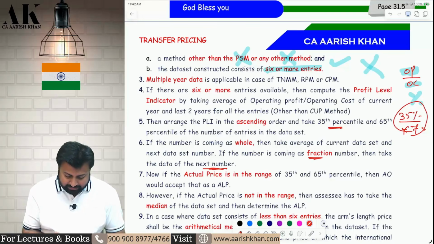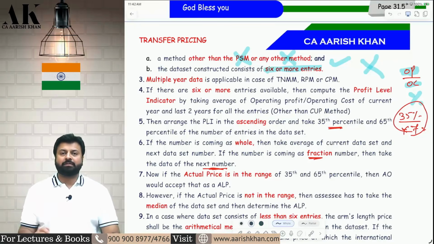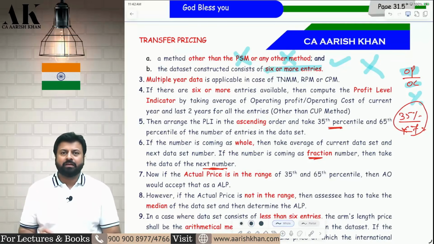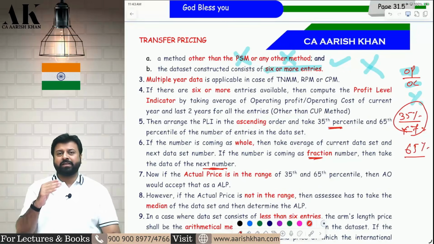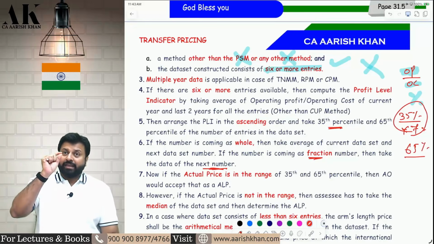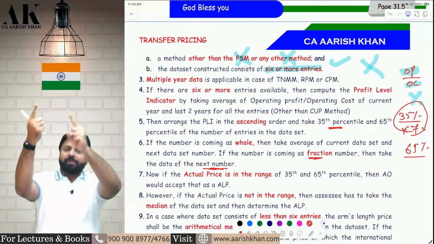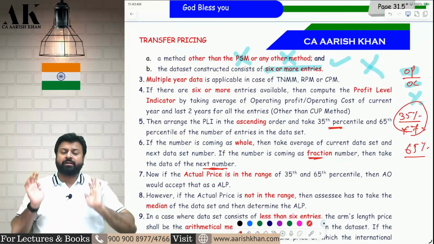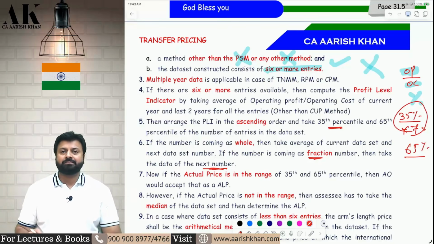If it is a fraction, then take the data of the next number. So 35% of 7 is obviously a fraction, coming to 2.45 something. So take the next number, 3. Then take 65% of 7, which is coming to 4 point something. Then go to the next number, take 5. Then 3 to 5 is your range. On 3, check how much percentage is there, and on 5, how much percentage is there. That is your range. If you are within that range, great. Nobody will ask you anything. But if you are outside that range, then you have to find out the median.